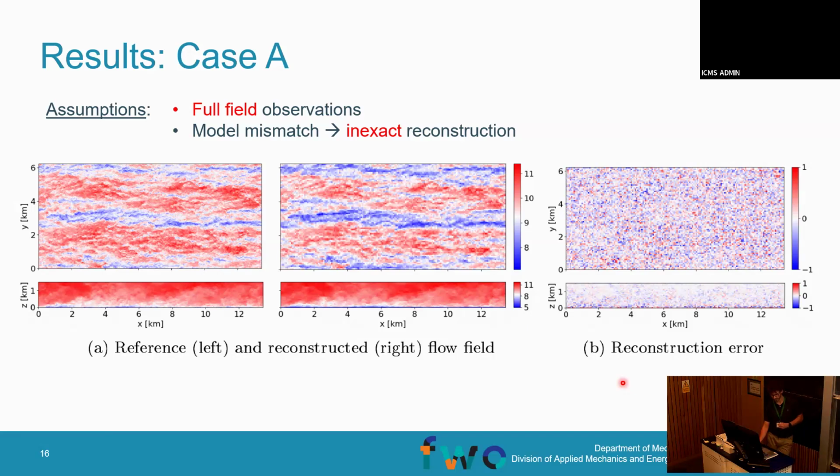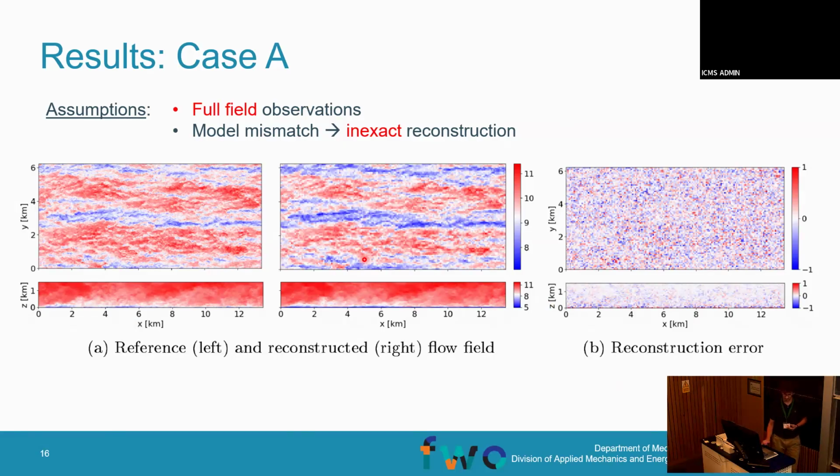Just to give you some intuition on what results look like. On the left-hand side, we have a snapshot from the reference flow field. The middle is the reconstruction, and the right-hand side is the reconstruction error. As you can see, we capture the main turbulent dynamics. Qualitatively speaking, it looks very nice. But of course, it's a bit more smeared out because we're doing the reconstruction on a coarser grid. But it looks quite nice.